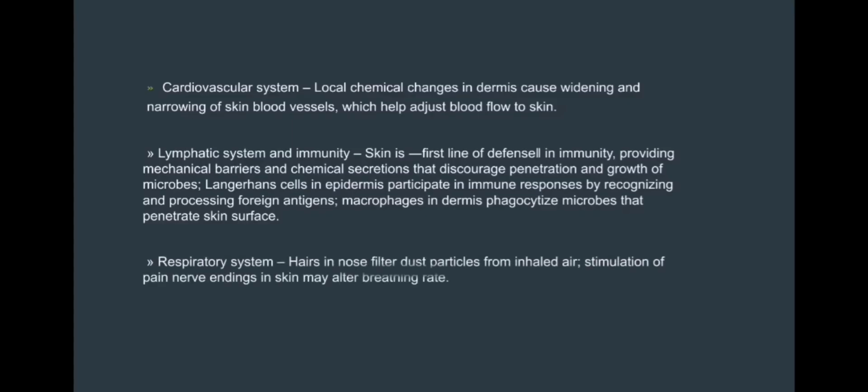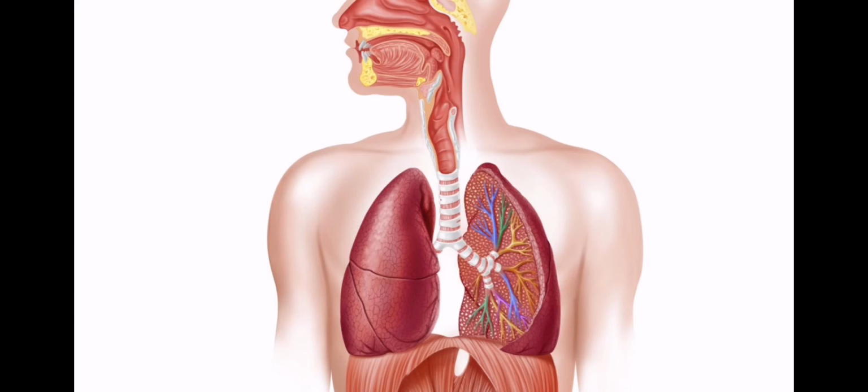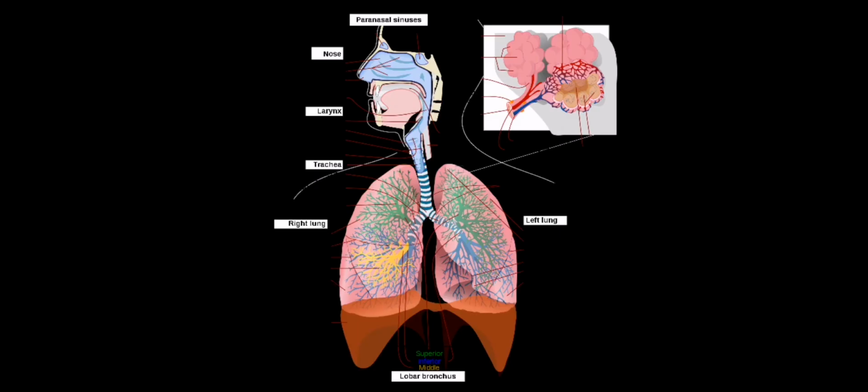Respiratory system. Hairs in the nose filter dust particles from inhaled air. Stimulation of pain nerve endings in skin may alter breath rate. In short, the respiratory system brings air into and out of the lungs to absorb oxygen and remove carbon dioxide.